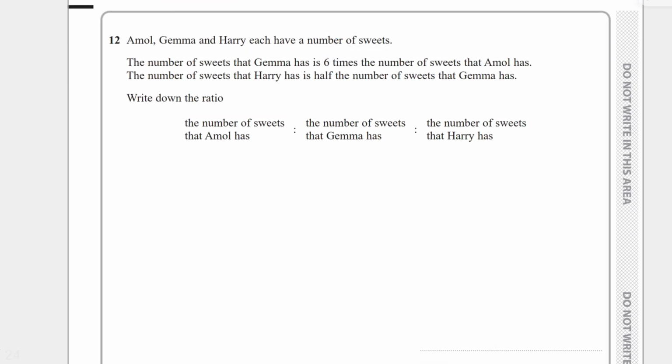Amal, Gemma, and Harry each have a number of sweets. The number of sweets that Gemma has is 6 times the number of sweets that Amal has. And the number of sweets that Harry has is half the number of sweets that Gemma has.